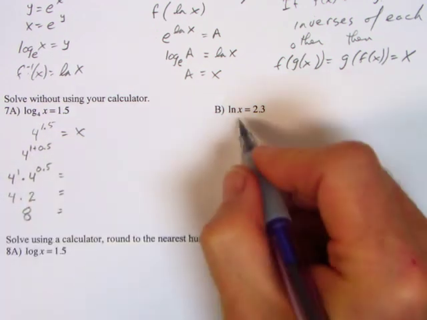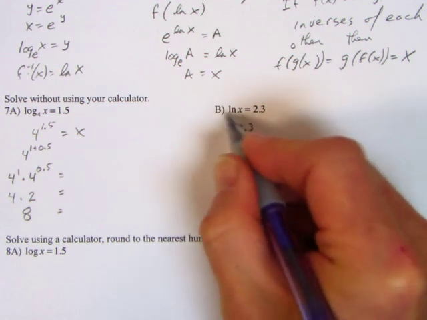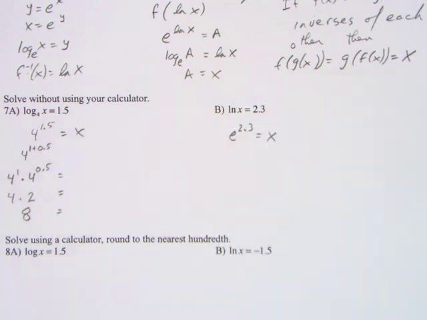And on the next one, the base is e. So it's going to be e to the 2.5, because that's what our log equals. That's our exponent, equals x. And with that one, we're done, because if we don't have a calculator, we can't do anything else.